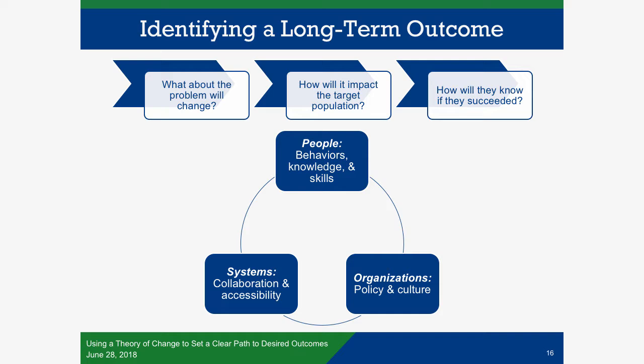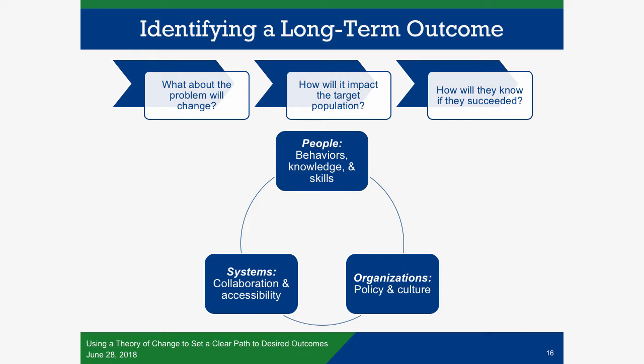So number one, how will the team recognize the change in people? Will they observe specific behavior changes, increase in knowledge, a demonstration of new or enhanced skills? Two, how will the team recognize change in organizations? Will they see policy changes or culture shifts? And three, how will the team recognize the change in systems? Will they spot enhanced collaboration or improved service accessibility?